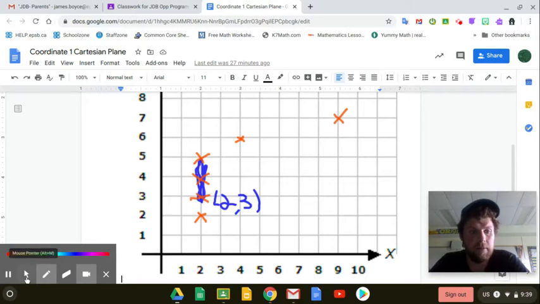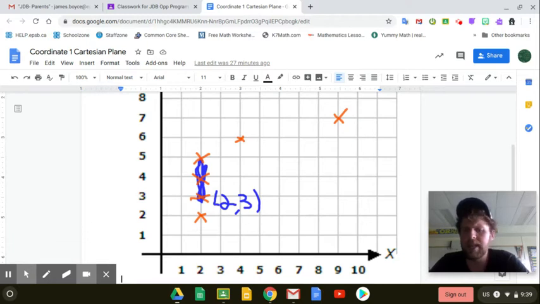Okay, well, have fun playing Cartesian plane or coordinate plane battleship with a friend or sibling or parent. And then your second activity is quite straightforward. I'd like you to sign into your Prodigy account and play on the coordinate plane assignment that I've given you.